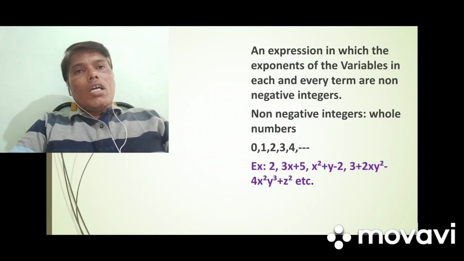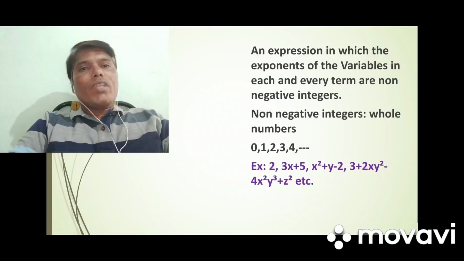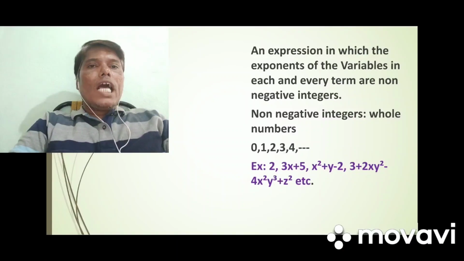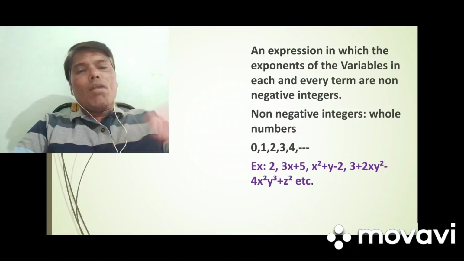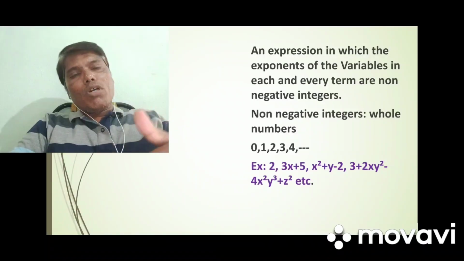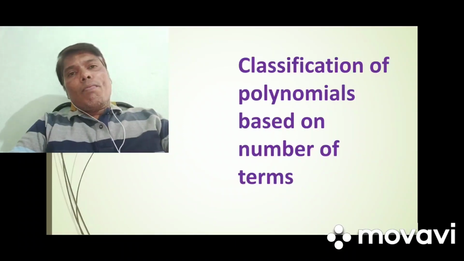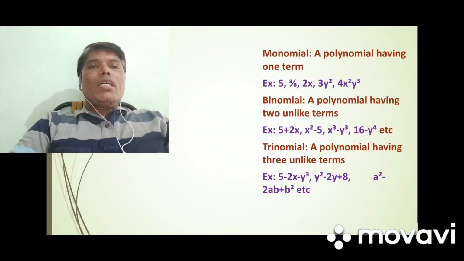Okay. Now, I think you understood a little about polynomials, right? So we can classify the polynomials based on number of terms. As we are saying, a polynomial can have 1 term, 2 terms or 3 terms or more number of terms. So we can classify the polynomials based on number of terms. Okay, so polynomials can be classified as monomial, binomial and trinomial.